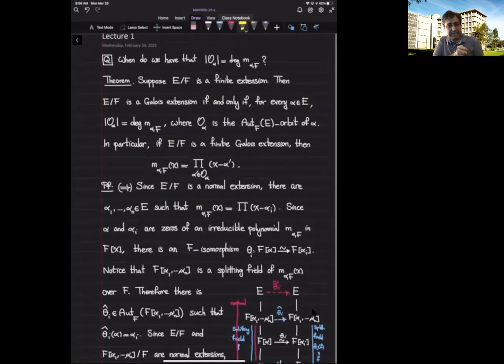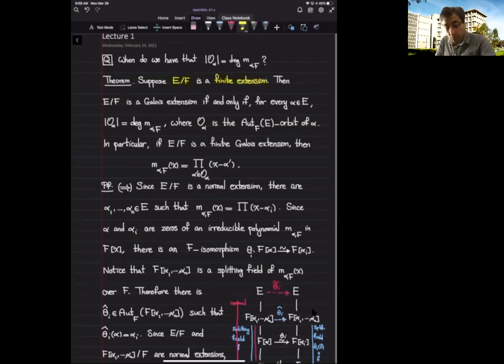When can we say the number of elements of the orbit of alpha under the group action by the symmetries of this field extension is precisely the degree of the minimal polynomial of alpha over the base field capital F? So the next theorem gives us a concrete understanding of this question. Suppose that I give you a finite field extension, E over F.